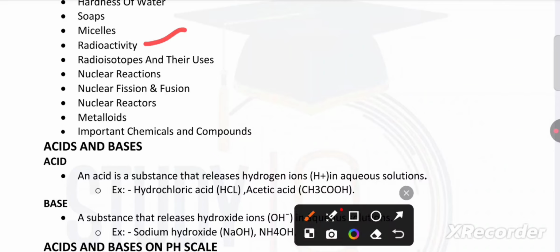Radioactivity is also covered in this lecture: radioisotopes and their uses, nuclear reactions, nuclear fission and fusion, nuclear reactors. These are the topics we are going to cover today.